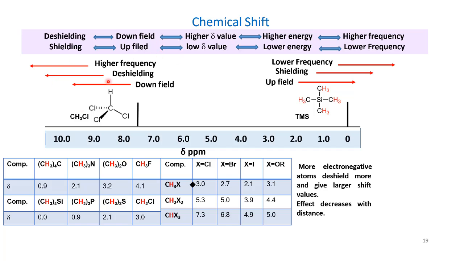As we know, de-shielding will have very high energy, and it will require very high frequency. So the delta value will be higher for this, and it is downfield. And for the shielded one, it will be upfield, so it requires less energy, less frequency, and the peak will come at a lower delta value.